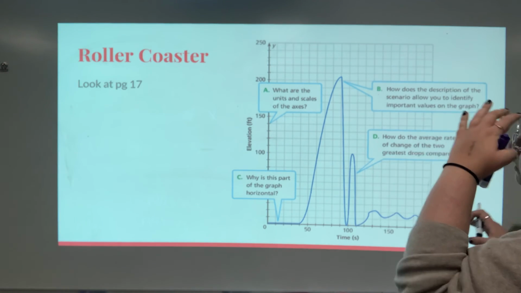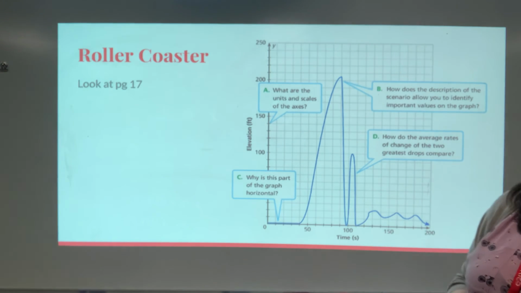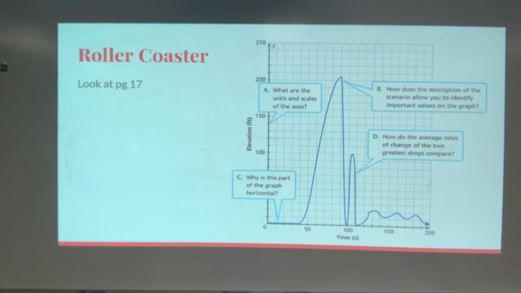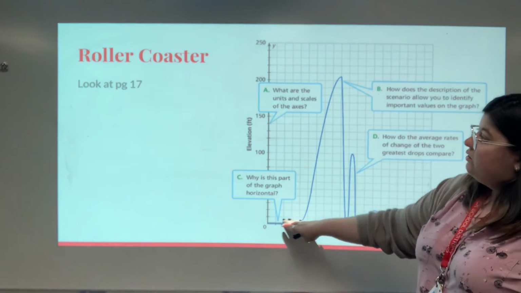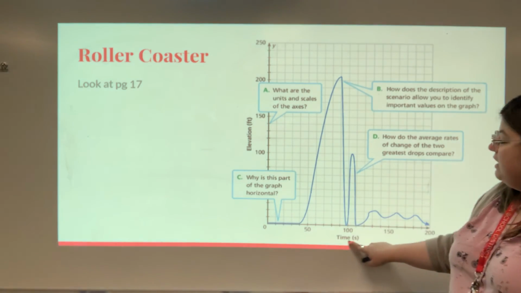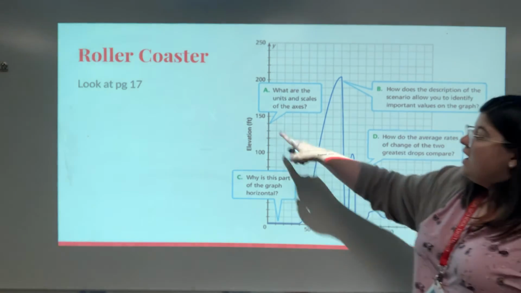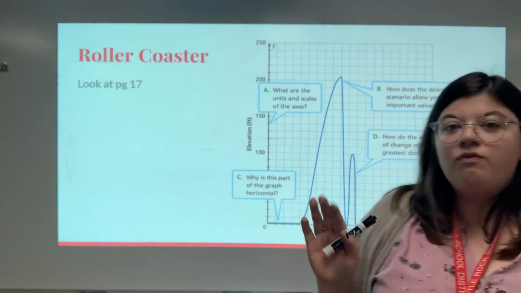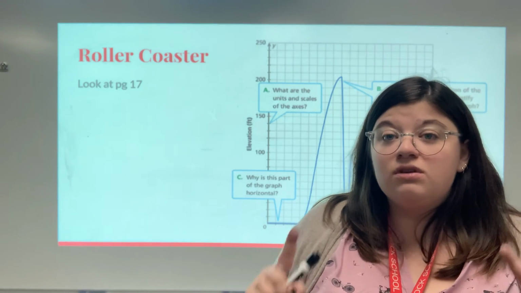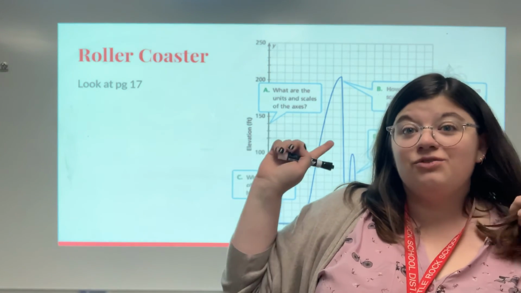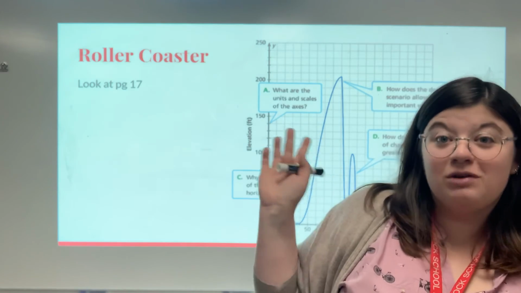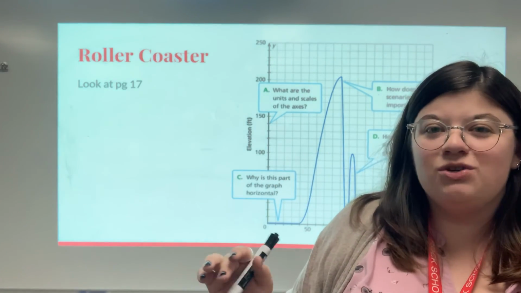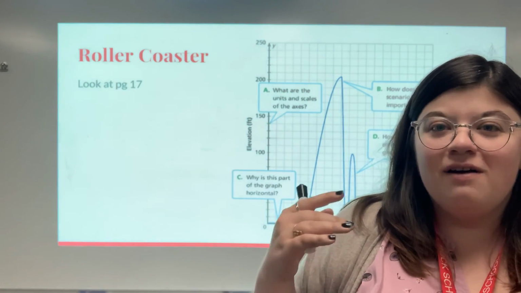So I got a little roller coaster thing here. This is also on page 17 of your textbook. If you'd like to look at that right now, you can follow along with me. We've got this graph. It is indicating time in seconds, elevation in feet. We're talking about a roller coaster. Before we start dissecting this, I want you to know that just because the graph looks like a roller coaster doesn't mean that all graphs are going to represent a situation visually.